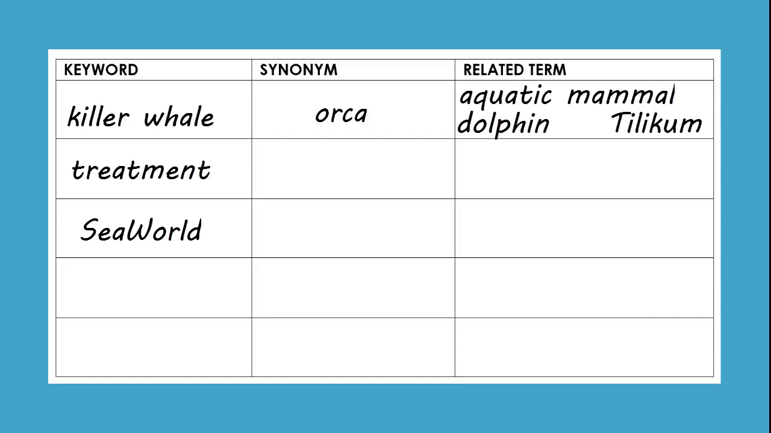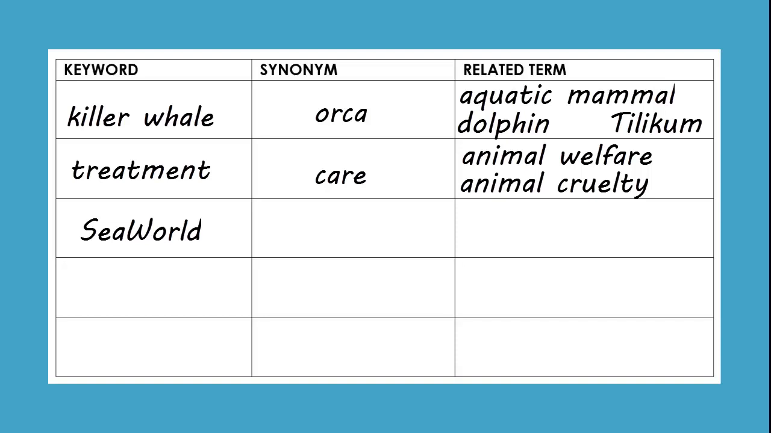Next, I'll try to think of other words for treatment. Care is a synonym for treatment, so I'll put that in the second column. For broader terms, I'm going to put the general category of animal welfare. For narrower terms, I can be more specific and think of what aspect of care I want to research. In this case, I'm interested in animal cruelty.